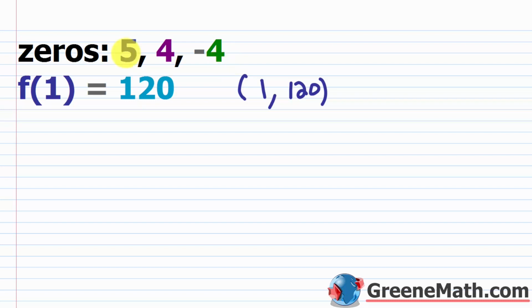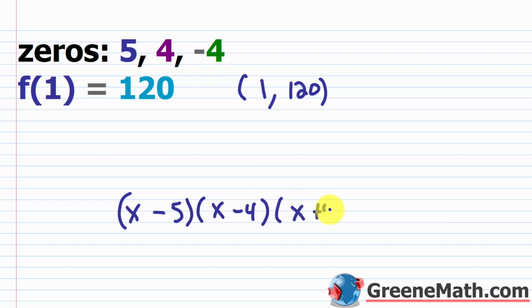So I know that 5 is a zero, 4 is a zero, and negative 4 is a zero. If 5 is a zero, meaning f of 5 equals 0, then x minus 5 is my factor or my divisor. Then I do the same thing here. I'm going to have x minus 4, and then x minus negative 4, which is x plus 4. So I have f of x equal to a times this. This is what I have to figure out, and then I can go through and simplify.